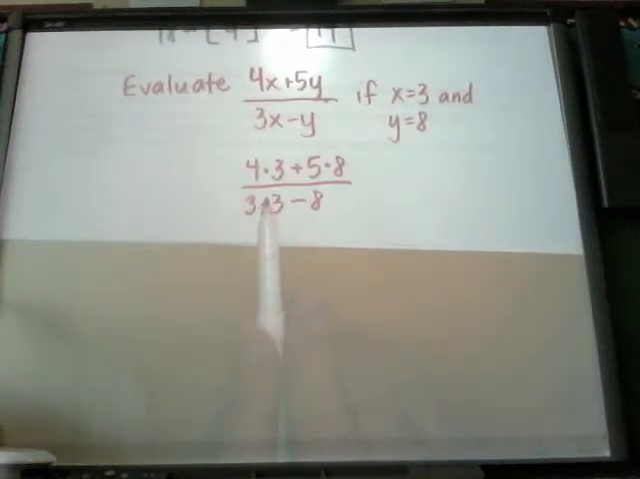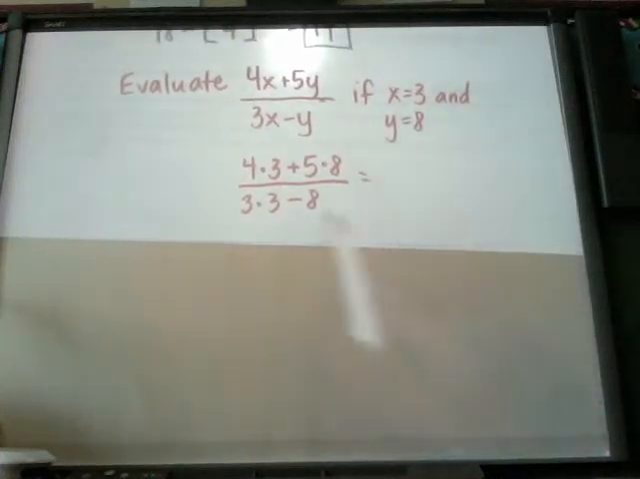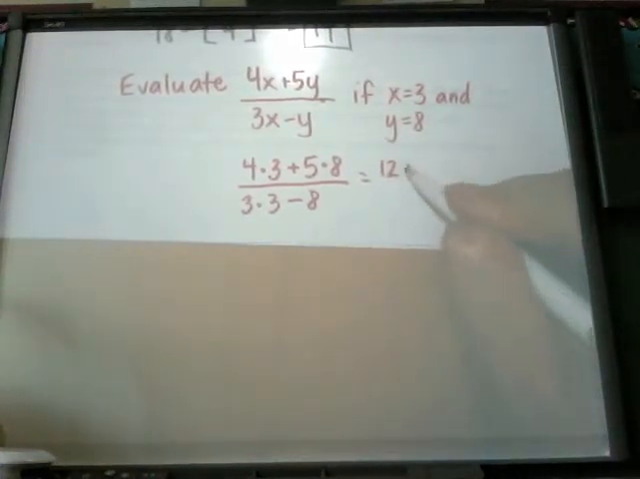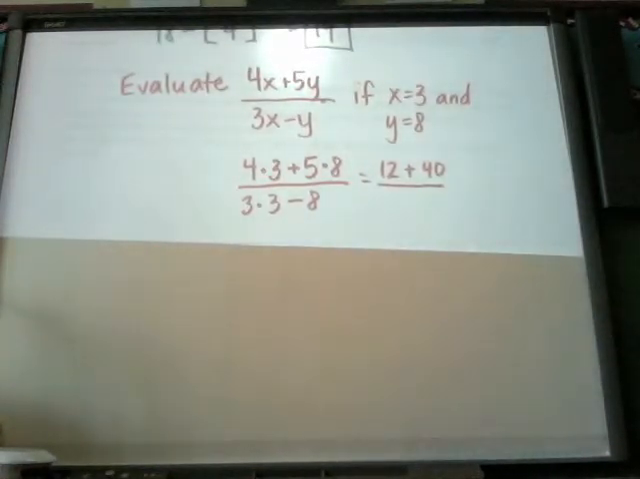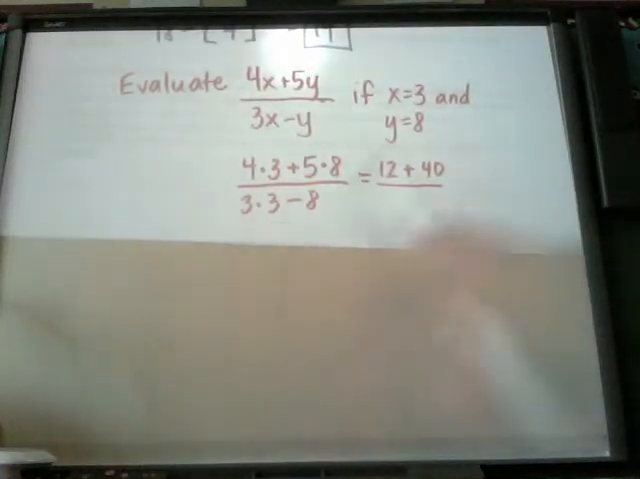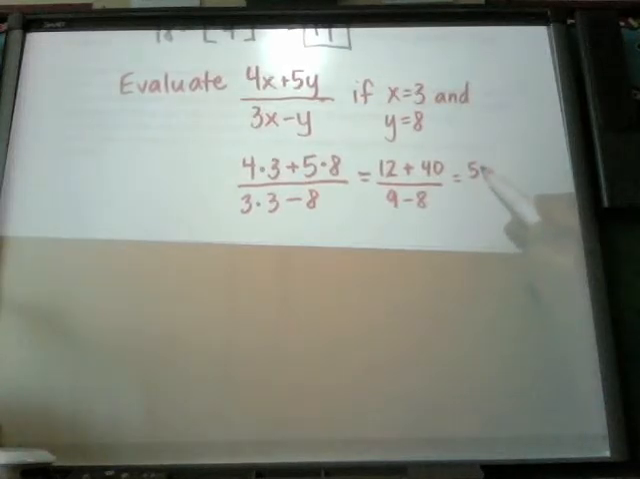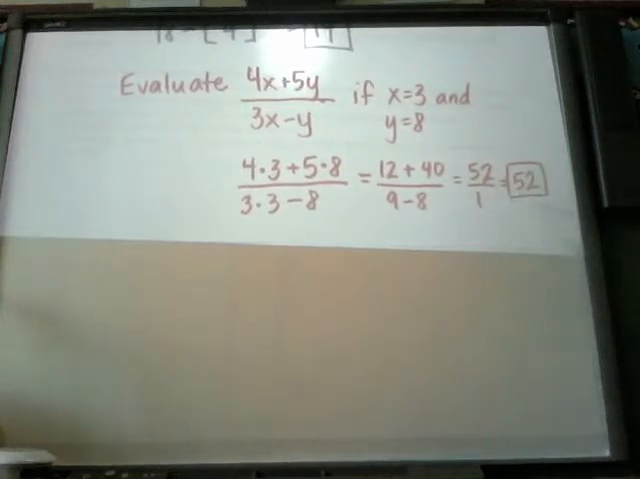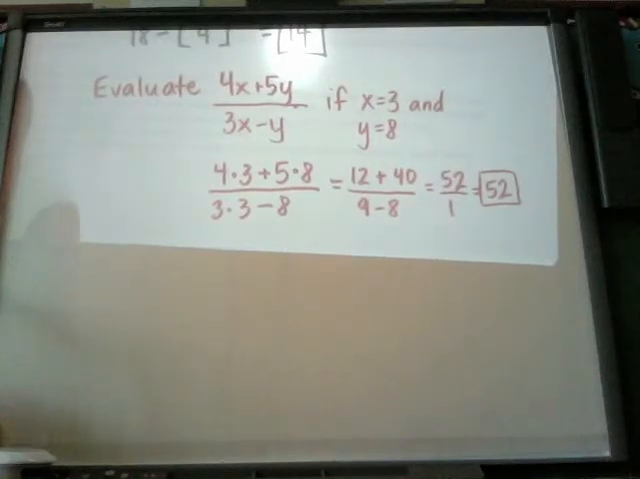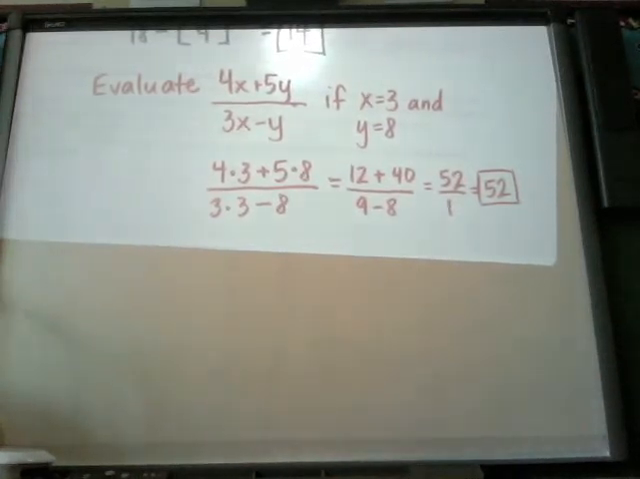Now, don't forget PEMDAS, up at the top. We'll do the top group first. 4 times 3, 12, plus 5 times 8, which is 40. So I'm just doing one step at a time, 12 plus 40. Jot it down. Simple math. But again, if you lose something along the way, you'll get the wrong answer. 3 times 3 is 9, so 9 minus 8. I end up with 52 over 1, which is just 52. And that's it. Not so bad, right? Okay, good. That's it for today.